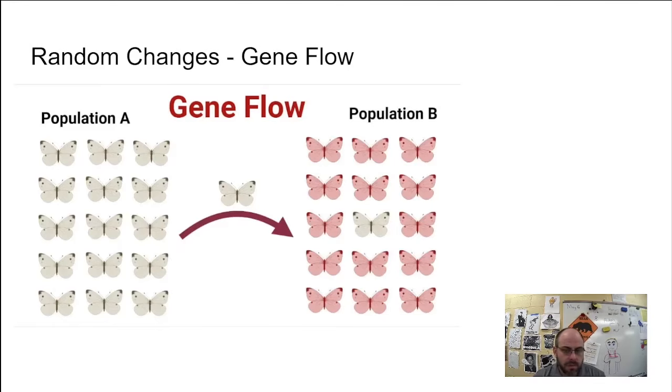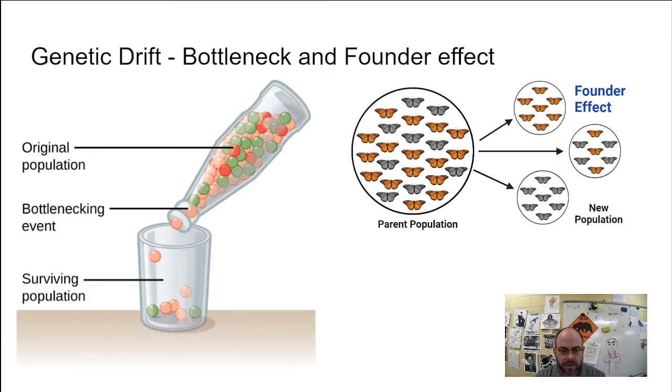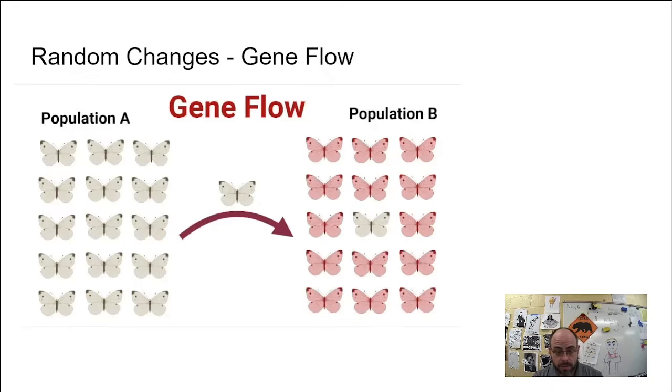Moving on, another random change is gene flow. Different from founder effect, because founder effect is a small group of a parent population moving away, starting a new population. Gene flow is genes moving from one population to another population, right? You have the white moth moving into the pink moth. The allele frequencies are completely changed now. And if white is dominant over pink, then this is going to be a big deal, right? And so you can see that kind of working out. Gene flow, seemingly random as well. Butterflies weren't deciding to change the world. It just happens.